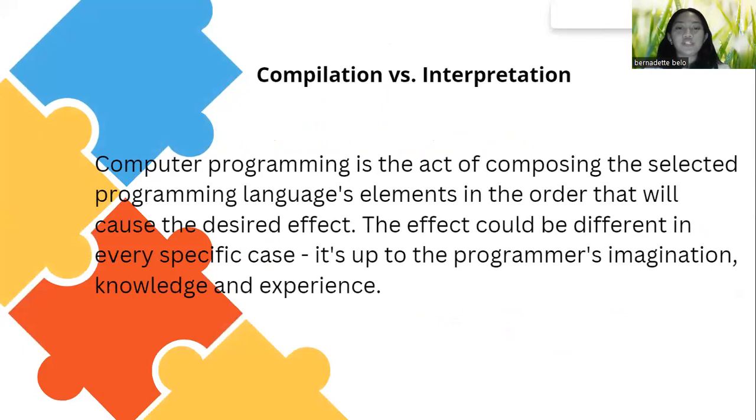Compilation versus interpretation. In short, it says that computer programming involves a thoughtful and systematic composition of code using a selected programming language's elements. The order and arrangement of these elements determine the program's behavior, leading to the desired effect as envisioned by the program.